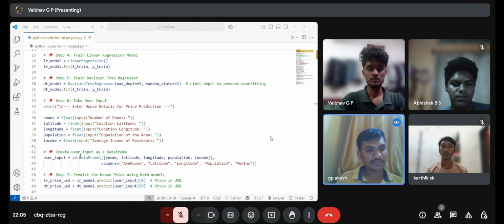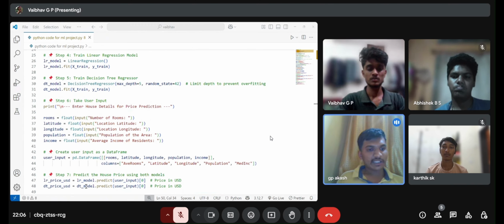And next will be step 6, training a decision tree regression. How does a decision tree work? It splits the data into smaller groups and uses if-else conditions to predict house prices. And next, max_depth equals 5 limits the tree depth to prevent overfitting.